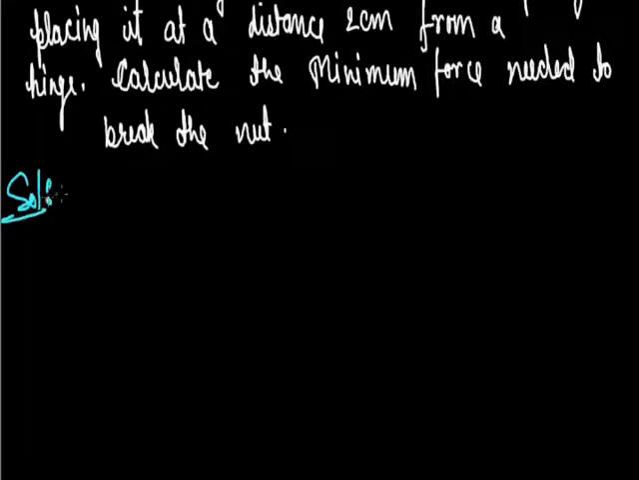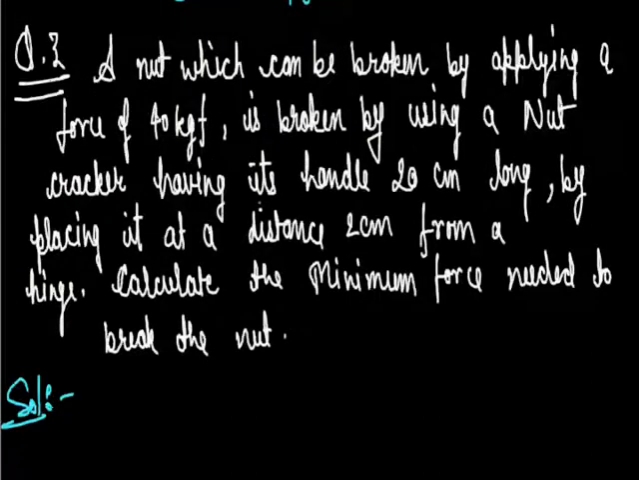Solution. As it is given in the question, a nut which can be broken by applying a force of 40 kg force is broken by using a nut cracker having its handle 20 cm long. As we know, nut cracker is a second class lever. Second class lever means it has the load in between the fulcrum and effort. Its length is given, which is 20 cm, so effort arm is 20 cm.